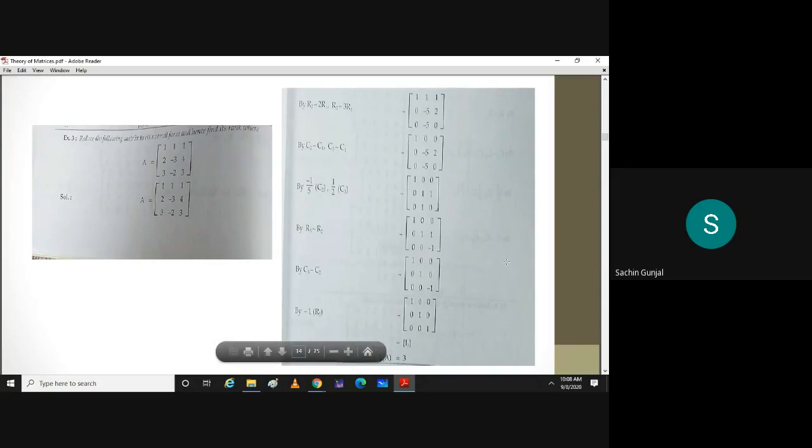That means there are no linearly dependent rows or columns, right? The rank is 3, and the size of the matrix is also 3. So there are no linearly dependent rows or columns. That means if you find the determinant of that matrix, it will come as a non-zero number. All right, fine. Can we go ahead? Yes, sir.